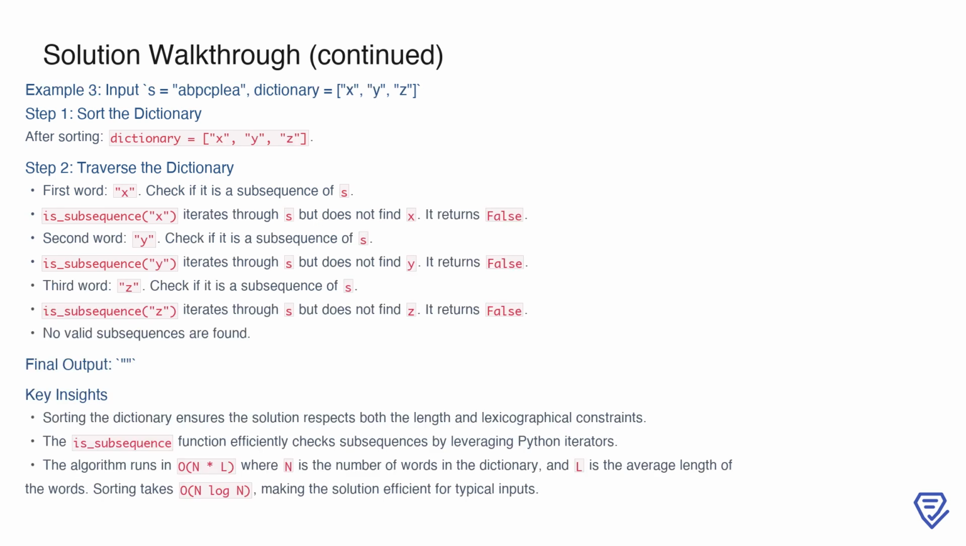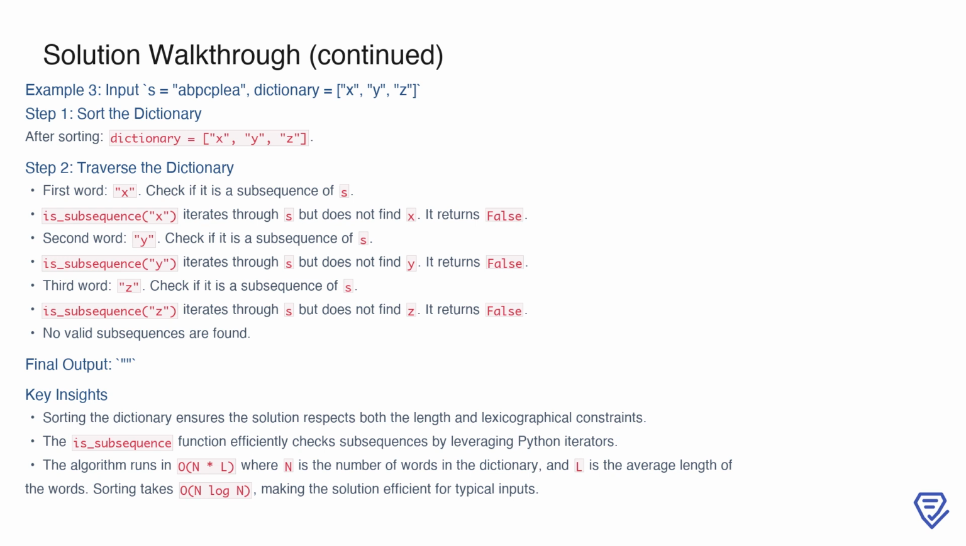For the input S equals "abpcplea" and the dictionary X, Y, Z, we start by sorting the dictionary. Since all the words have equal length, the sorted order remains X, Y, Z. We then traverse the dictionary, beginning with the first word, X. The is_subsequence function iterates through S but fails to find the character X, so it returns false. The next word is Y, and similarly, the function does not find Y in S, returning false. Finally, for the word Z, the function again fails to find it, returning false. Since no valid subsequences are found in the dictionary, the output is an empty string.